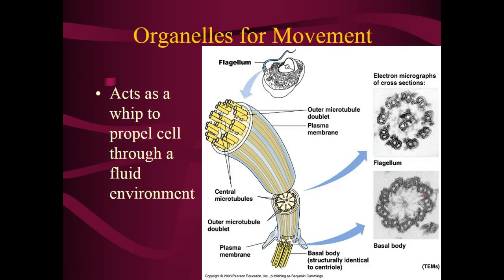And here's a picture. This is an actual electron micrograph cross-section. And so you can see these microtubule doublets. There are 8, I believe, or 9 actual doublets, and one in the middle. All of these still have the dynein arms like they did in the cilia, exactly the same proteins. This one is just much elongated, and it creates that tail, and it's going to whip through its environment like a snake swimming in the water to propel the cell in any direction it wants.